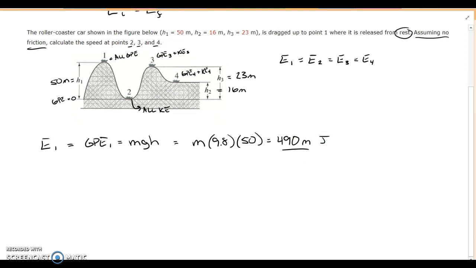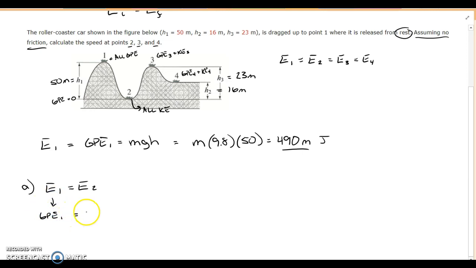What really matters, though, is in order to calculate the speed at point 2, we know that the energy at point 1 equals the energy at point 2. The energy at point 1 is just the GPE at 1 plus the kinetic energy, which is 0.